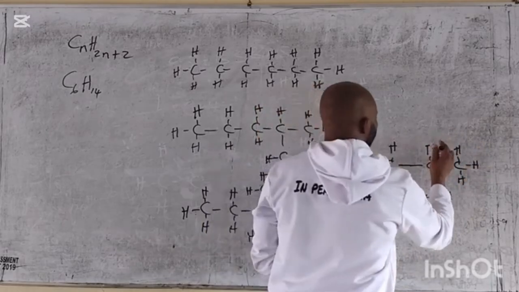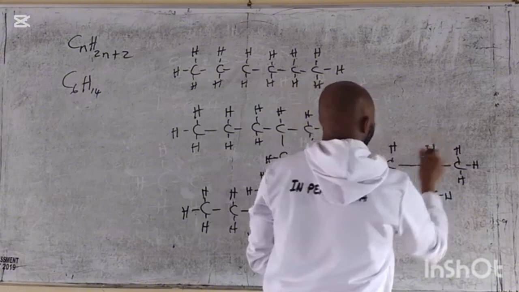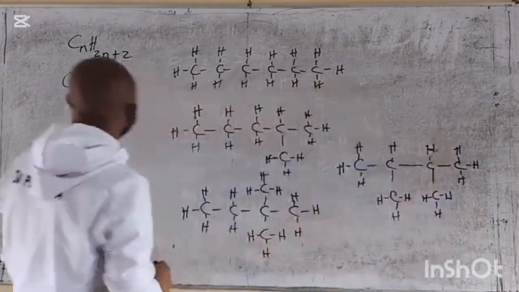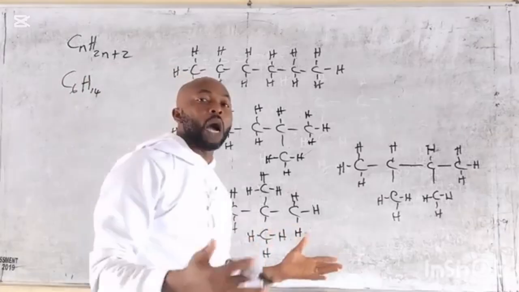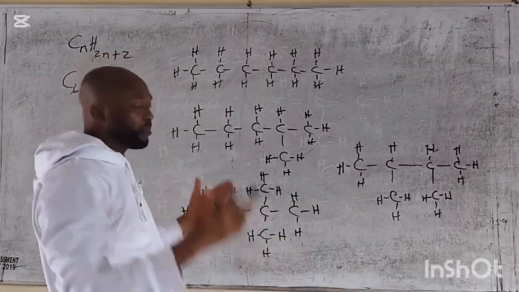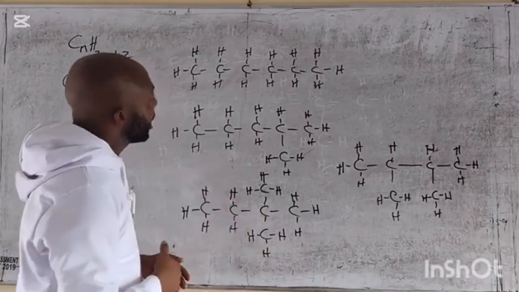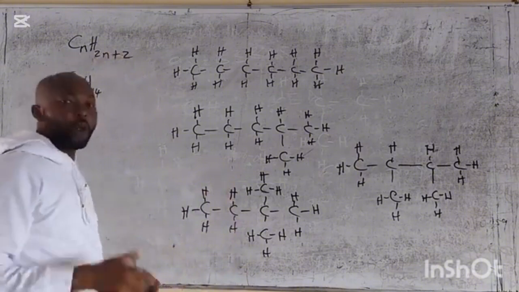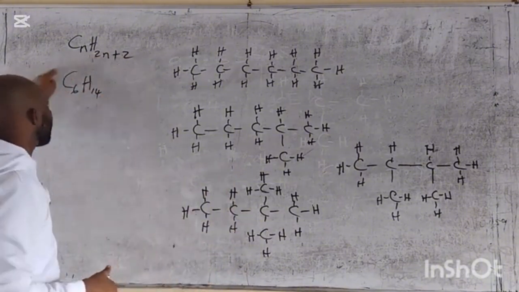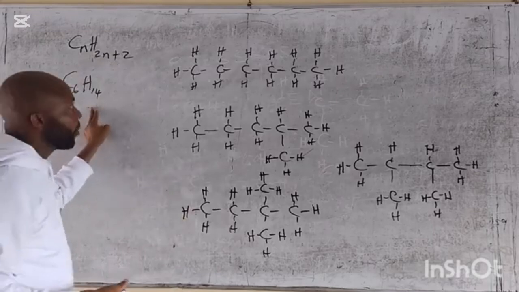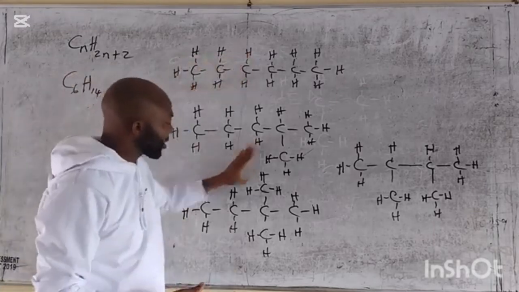So in all the cases we have what? C6H14. So all of them still give us what we call isomerism. By definition again, I say isomerism is a phenomenon whereby a compound has the same molecular formula. The molecular formula is C6H14, but different structural arrangement.